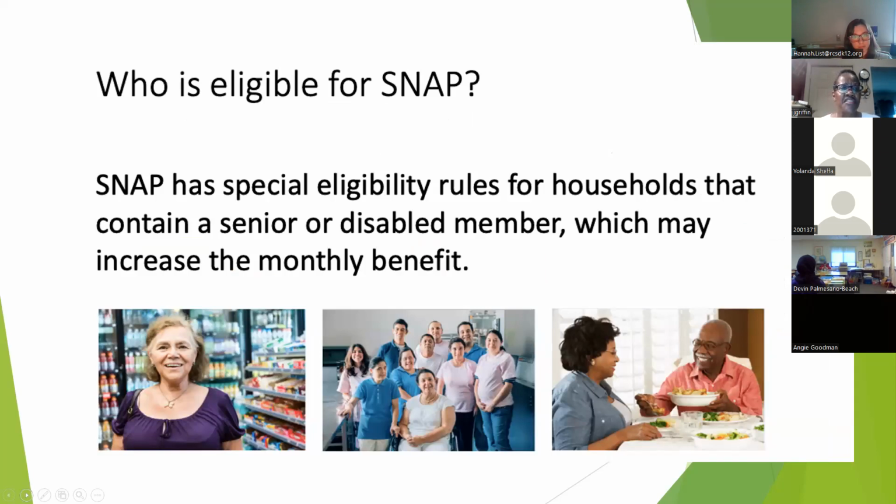Who is eligible for SNAP? SNAP has special eligibility rules for households that contain a senior or disabled member, which may increase their monthly benefit. A lot of times seniors have this stigma that they don't qualify for SNAP. Or sometimes a senior who owns a home may feel that they don't qualify. These are just myths, but the majority of them do.